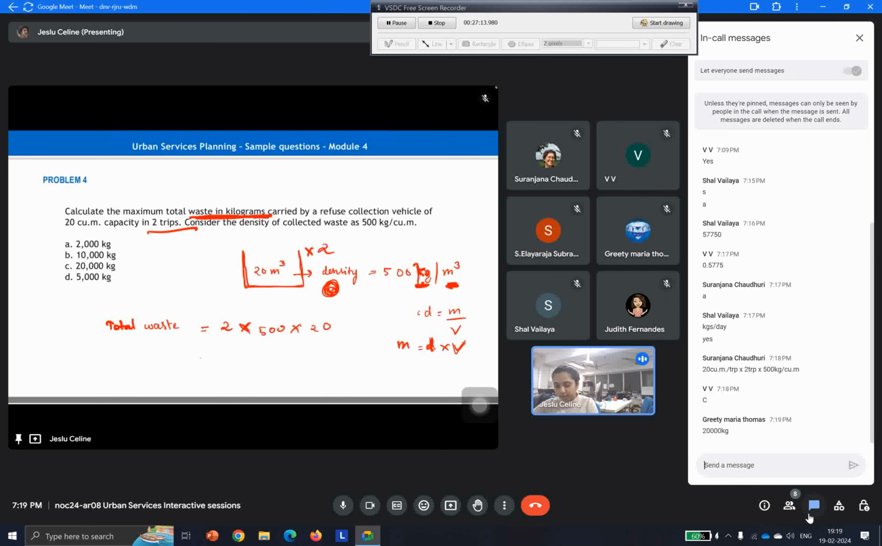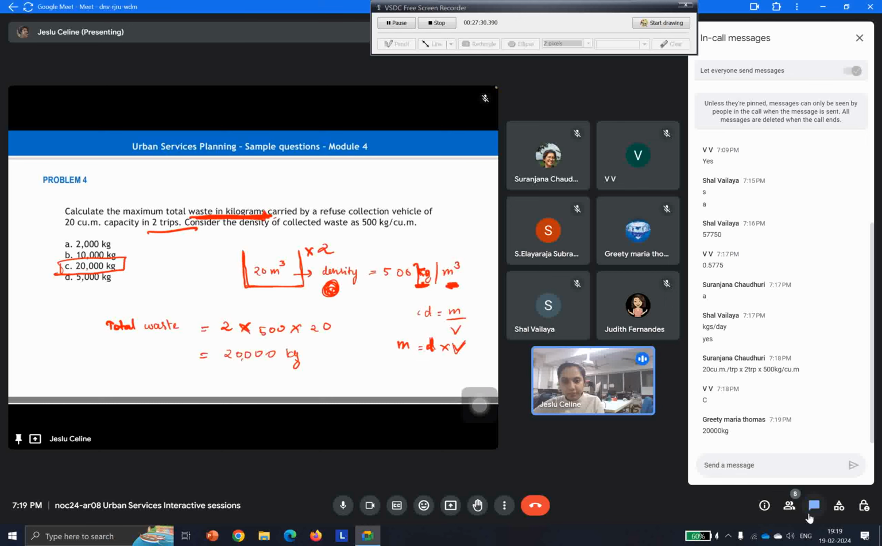So how much does that work out to? 20,000 kilogram. Yes, very good. 20,000 kilograms would be the answer. Is that an answer? Yes, C, 20,000 kilogram. Because you've been asked to find the weight in kilograms, we don't need to do any other conversion.